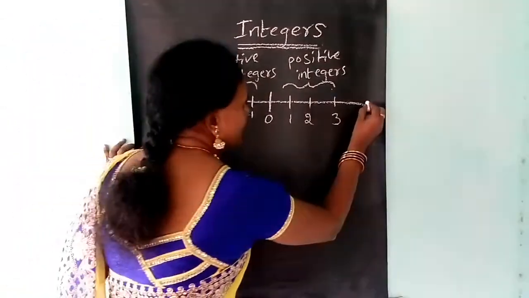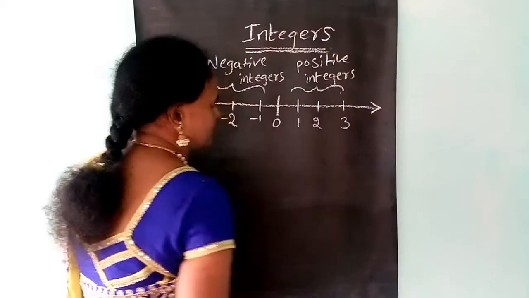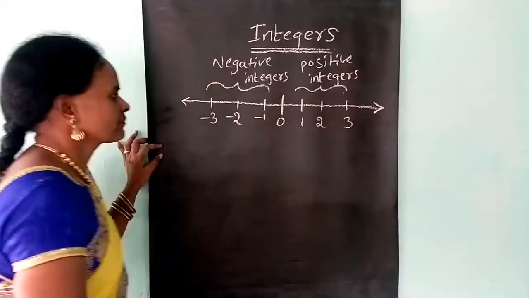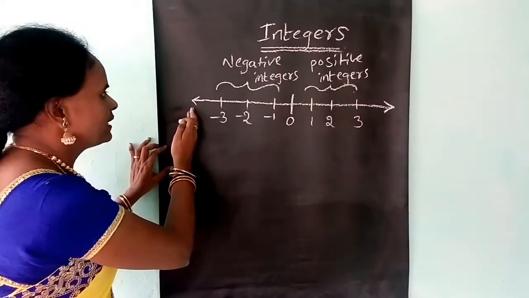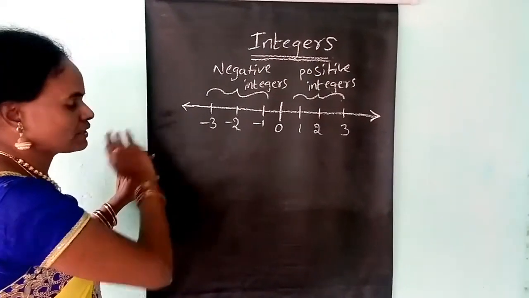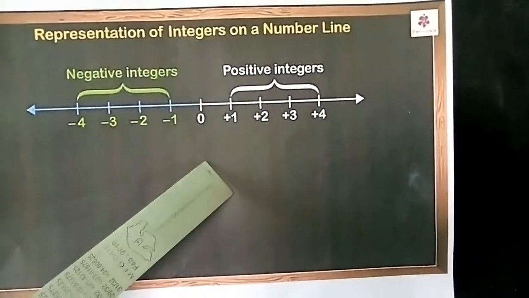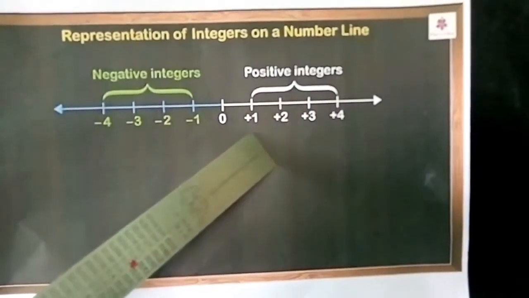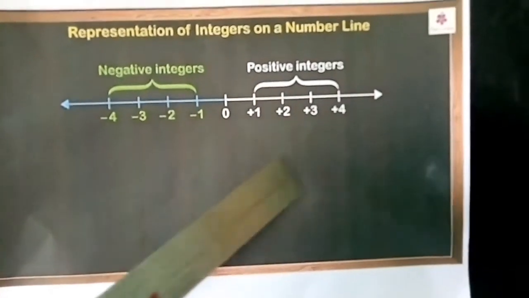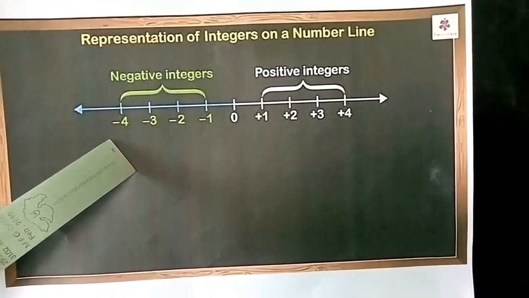Now we put arrow marks here. This arrow mark shows the numbers 1, 2, 3 and so on are towards right, and this arrow mark shows the numbers -1, -2, -3 and so on are towards left. In this picture, this is number line. Positive numbers are +1, +2, +3, +4 and negative integers are -1, -2, -3, -4.